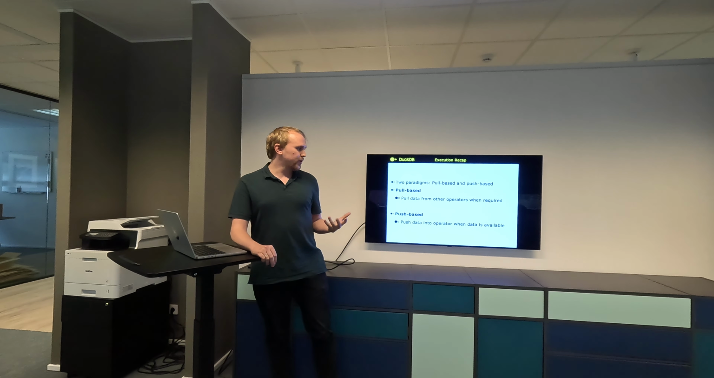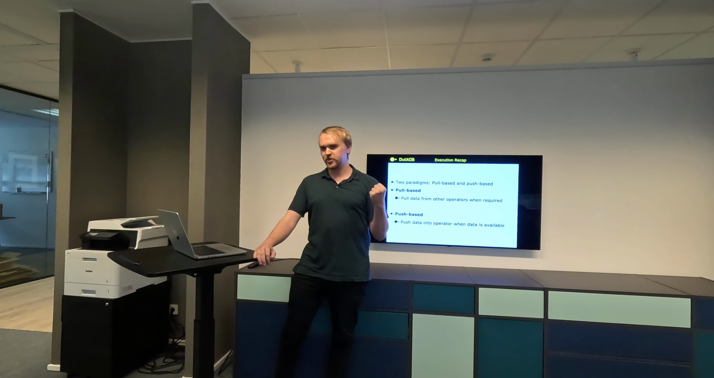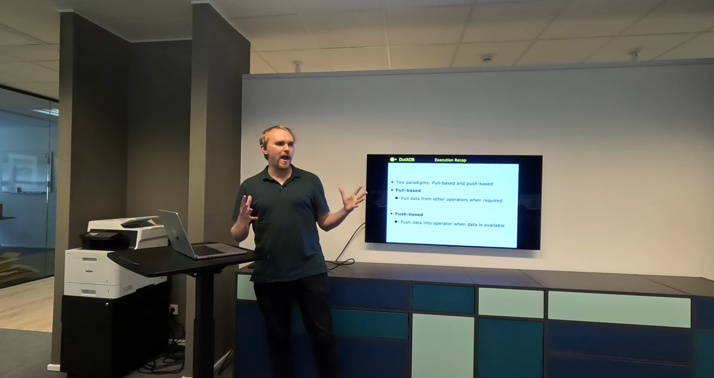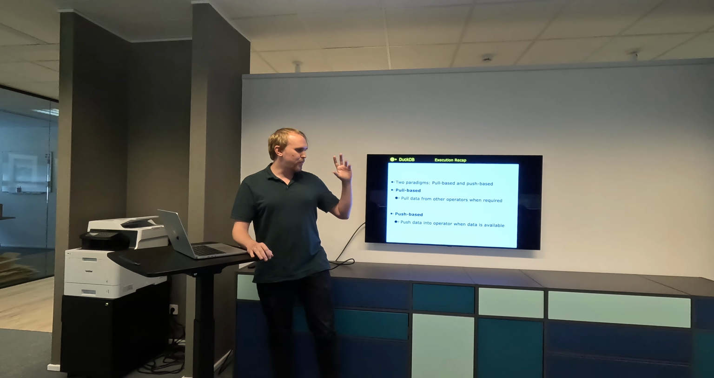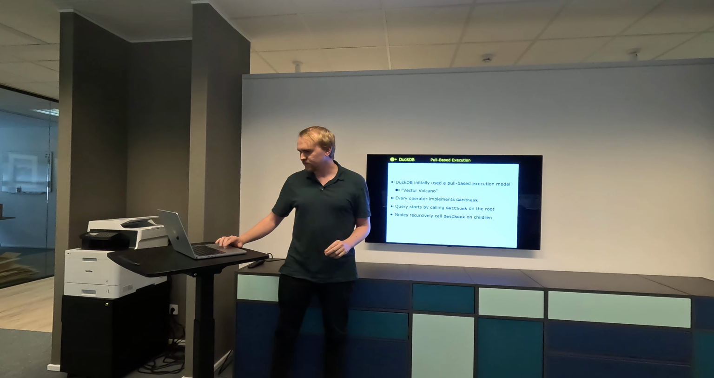A push-based model is the other way around, where instead of an operator itself pulling data from its children, there's some higher level data flow management, right? We call these the pipeline executors. They push data through the operators, essentially. And I'll show you some code examples.